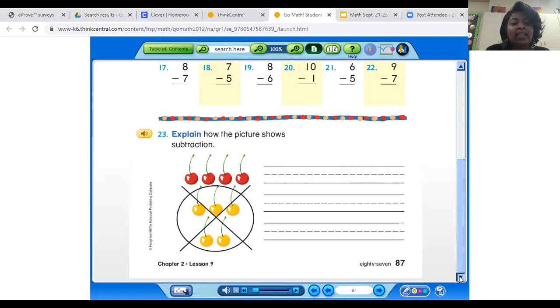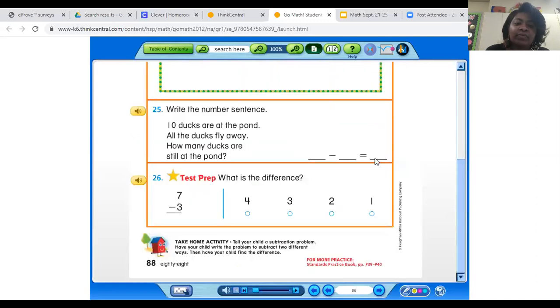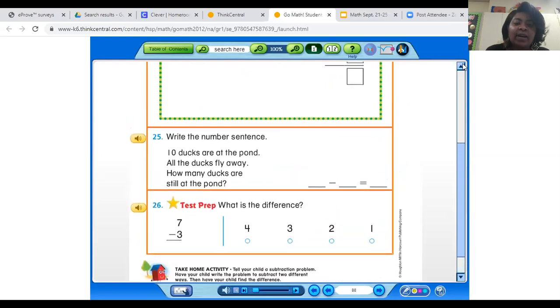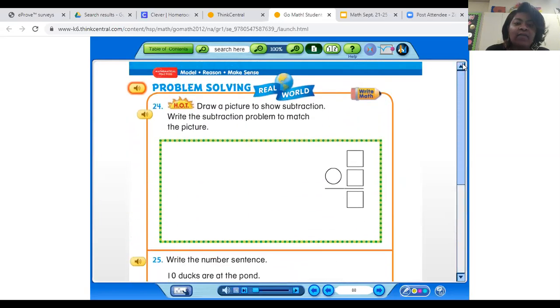All right, explain how the picture shows subtraction. All right, so these are cherries. So how do we know this is a subtraction problem? What's going on? Okay. How many cherries are there? How many do you take away? So think about that, and I want you to write that and explain how that is a subtraction problem. Let's look at our test prep and our problem solving.